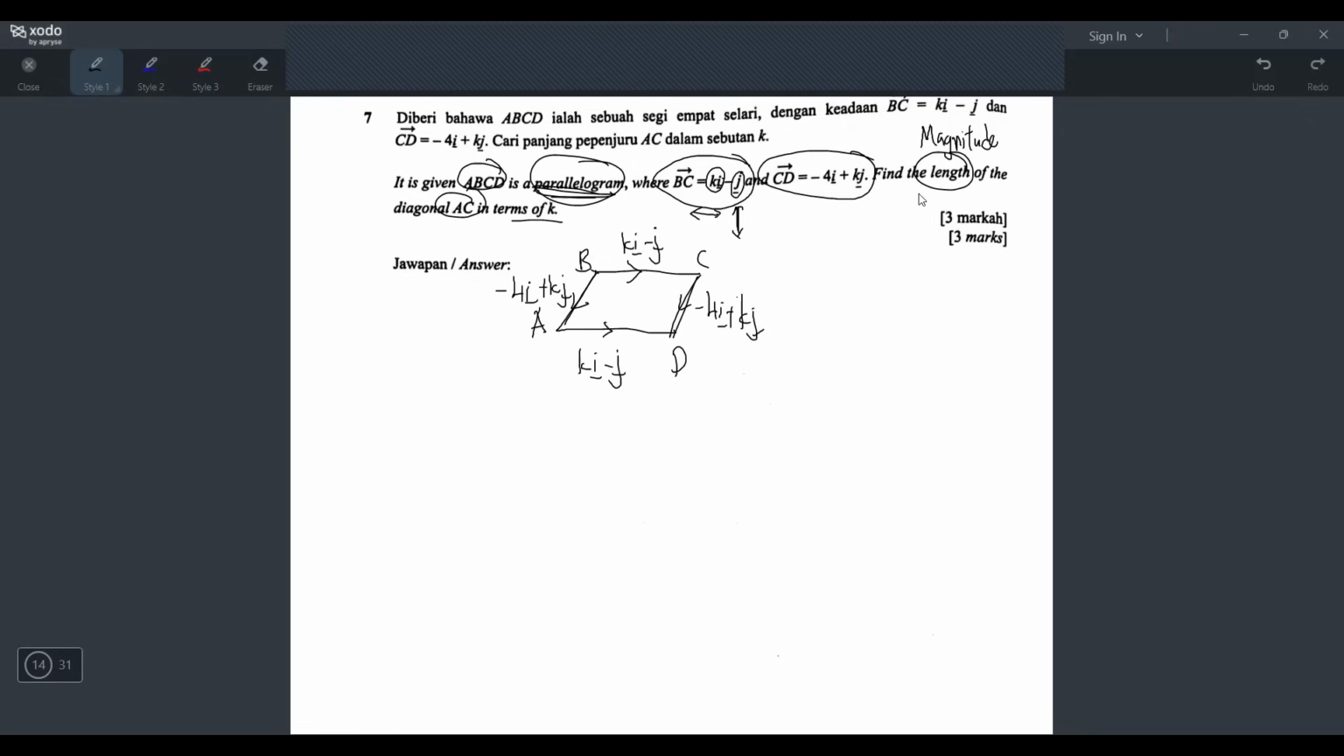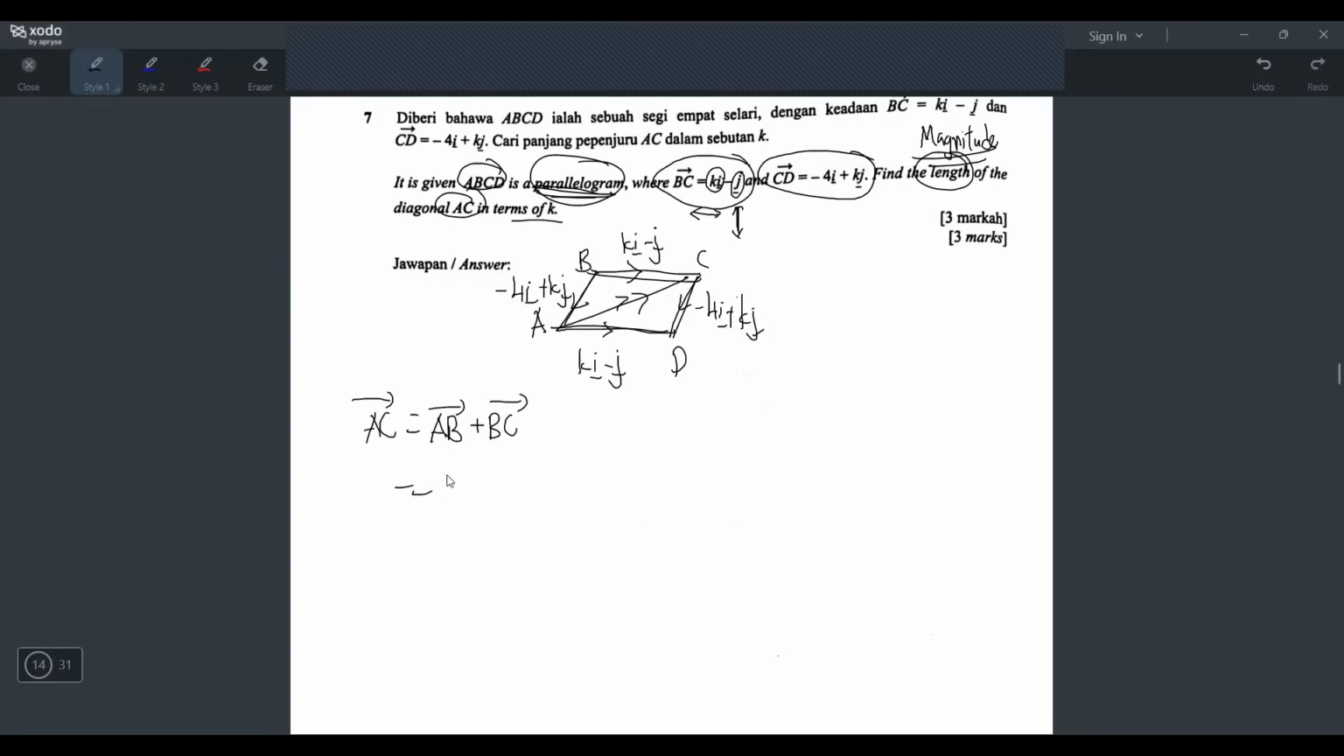Okay, after you get to here, now it's very easy to find vector AC. But don't forget, they want the magnitude. They don't want the vector, they want the magnitude. But it's okay, you find vector AC first. So how to find vector AC? Very easy. Just take vector AB plus BC. Or you can also say vector AB plus AD. Can also, because AD and BC are the same thing. So I'm just going to write AB plus BC.